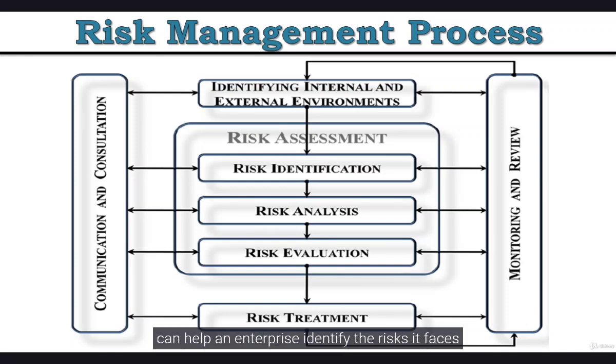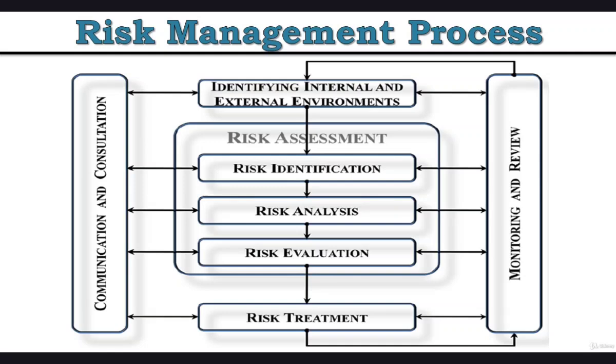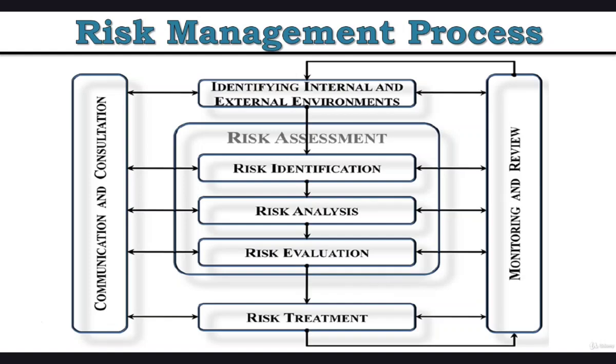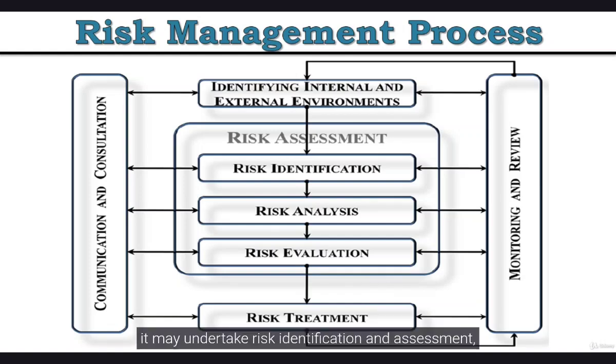Mapping its supply chain can help an enterprise identify the risks it faces and how best to prioritize and address them. To prioritize and address risks, firms will need to identify criteria for determining what may pose a risk to its operations. One potential starting point is the supply chains for the products most affecting firm profitability. Once a firm understands how to identify risks, it may undertake risk identification and assessment, which includes risk identification, risk analysis, and risk evaluation.